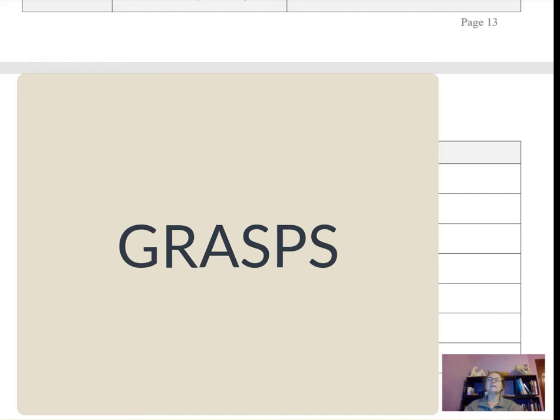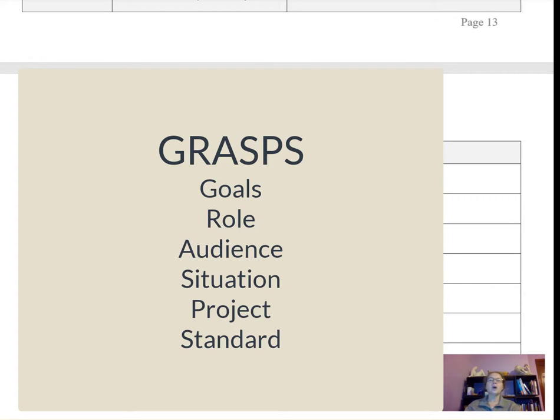Wiggins and McTighe developed GRASPS that will help discuss authentic tasks. G for goals for the real world. R for their role in the project. A for audience. S, situation, to be able to apply it into the real world. P for the project that is actually generated. And the second S is a standard. So any teacher should be able to judge other students based on your document.